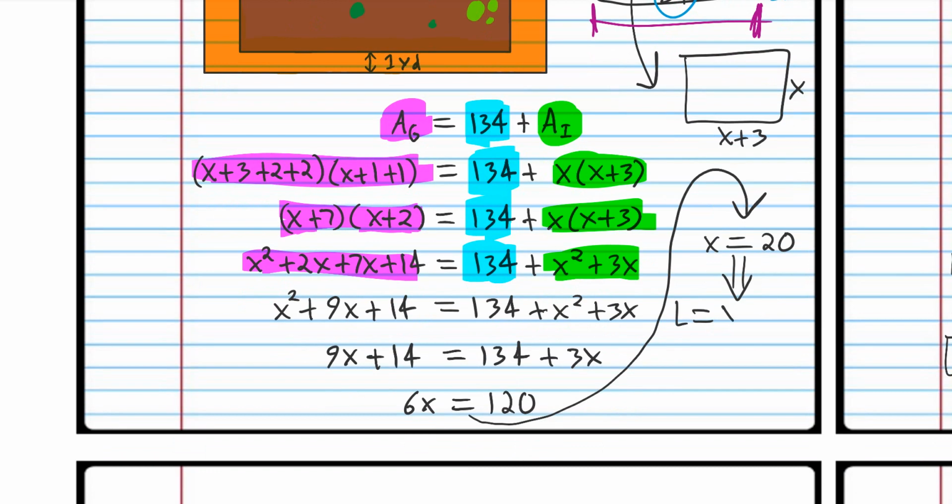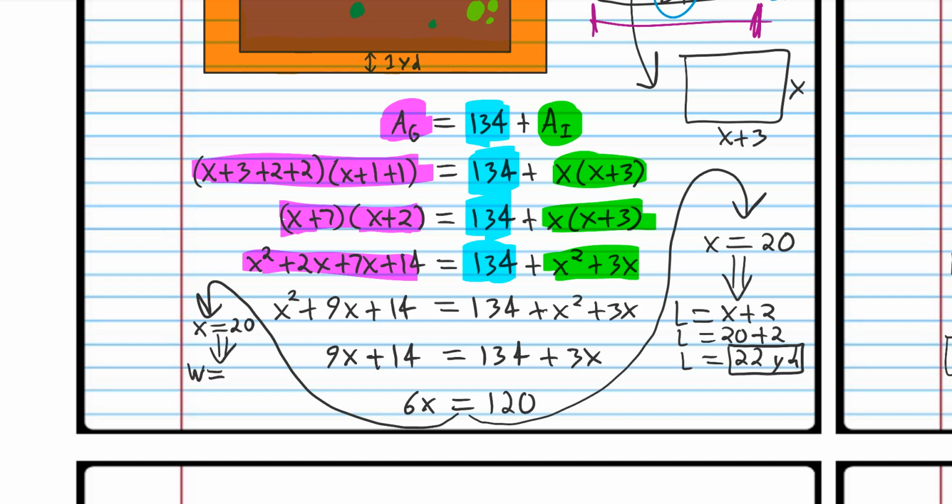L is equal to x plus 2. And if we plug in 20, we get 20 plus 2, which is equal to 22, and that would be yards. And then over here, because we don't have much room, we can plug in x equals 20 to find the width, and the width is equal to x plus 7. Plug in 20 for x, and we get 27 yards. So we found the width of the entire garden and the length of the entire garden.